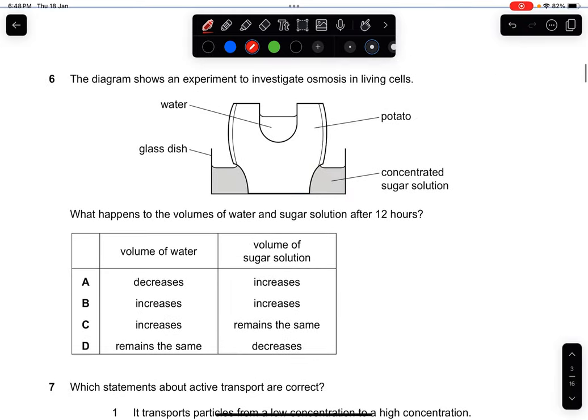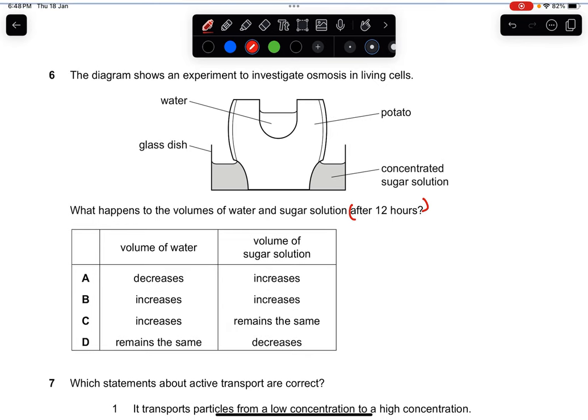All right, question six, an osmosis question. The diagram shows an experiment to investigate osmosis in living cells. This is quite a familiar past year paper question. What happens to the volumes of water and sugar solution after 12 hours? Because in the potato, the water can definitely move from a higher concentration to a lower concentration. The keyword here is that they want it after 12 hours. So let's see what happens after 12 hours.